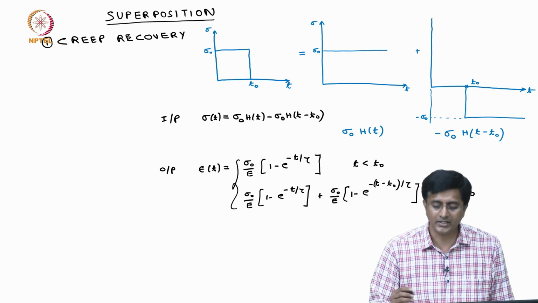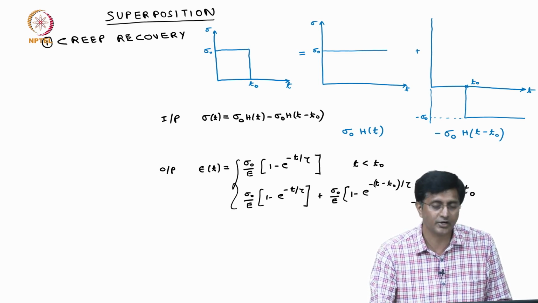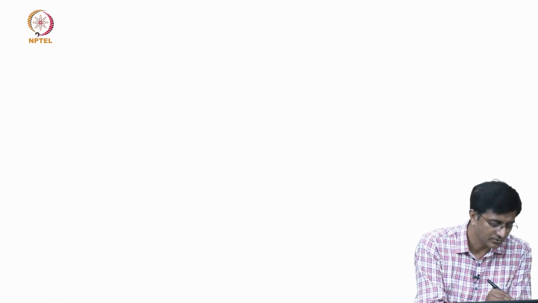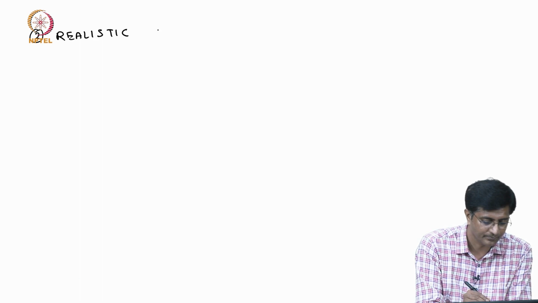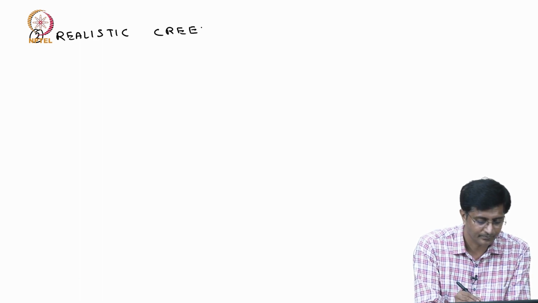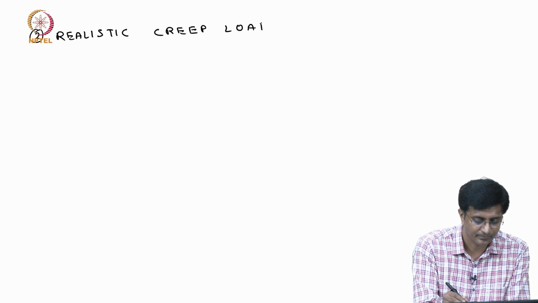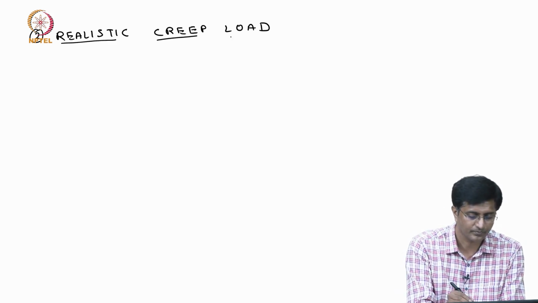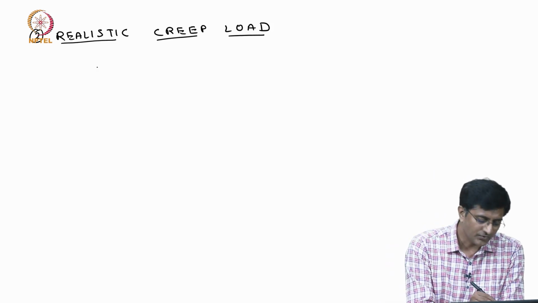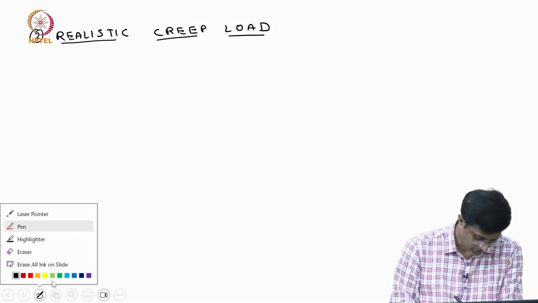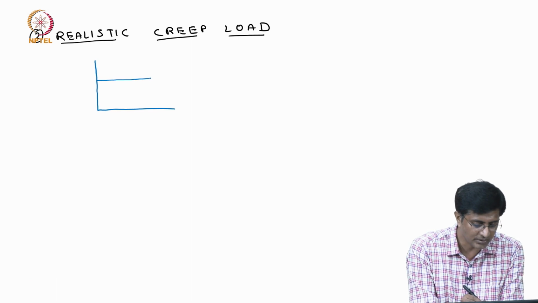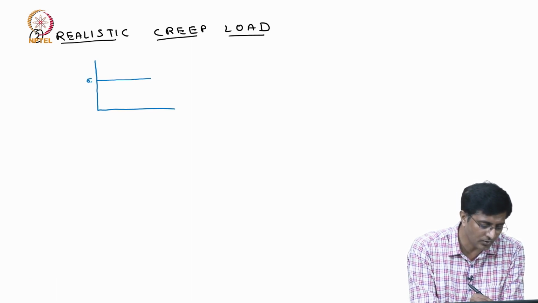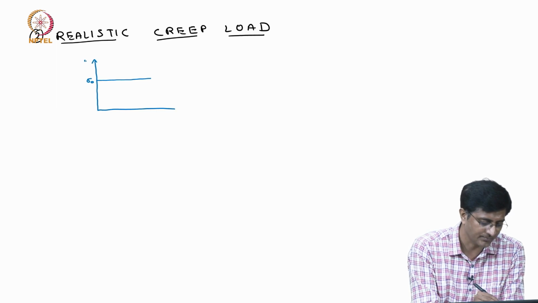Similarly, let us look at another example where we will be looking at a realistic creep load. So, let us first look at how the ideal creep load looks. We know that the ideal creep load is, at time t equal to 0, a sudden increase in the load from 0 to this value of sigma naught, and then it remains constant.